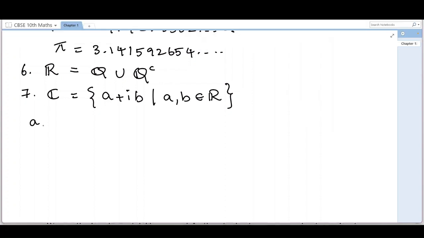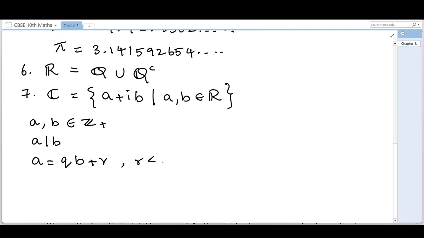Suppose you consider two positive integers a and b, and if I divide a by b, then I will be resulted with a quotient and remainder. So a can be written as qb plus r, where this r will be less than the value of b. In some cases, this value r will be equal to 0.